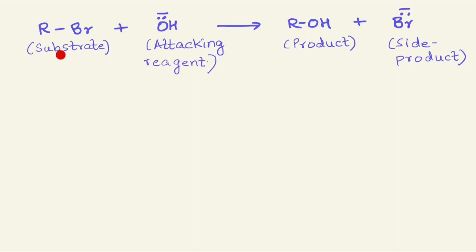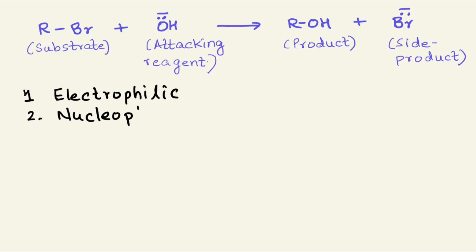My organic compound is the substrate. ROH, the alcohol formed as a result of this reaction, is the product, and bromide is the side product. What are the various categories of this attacking reagent? This attacking reagent in turn can be electrophilic in nature, it can be nucleophilic in nature, and it can also be a free radical. So we are going to distinguish between these terms.